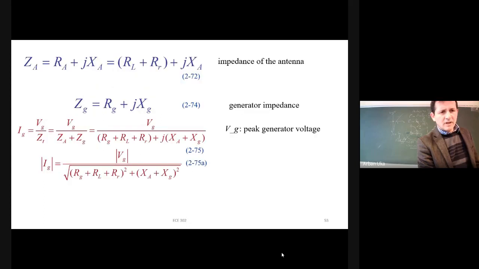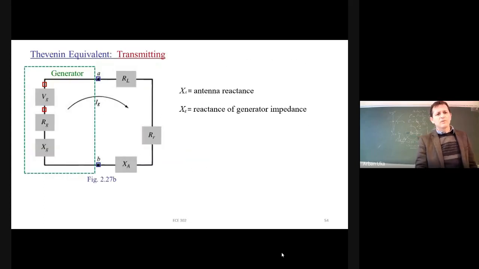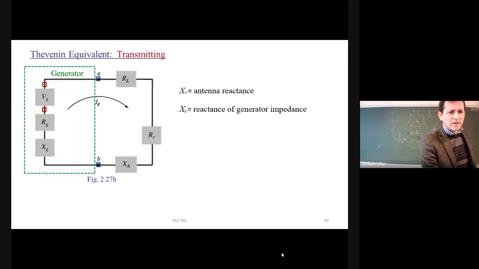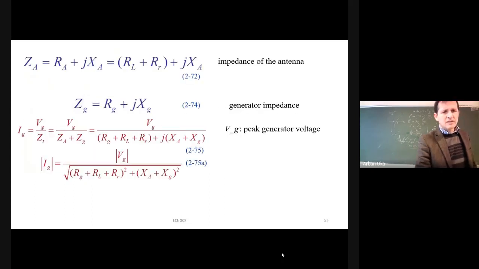Now, here, these are actually the Thevenin equivalents. So when we talk about the transmitting wave, the equations that we will have to deal with will be something like this. The complete impedance of the antenna is described by RA, which is purely the resistance of the antenna, plus jXA. And the resistance of the antenna is composed of two different losses, so we add these two resistances, which we talked about in the previous sessions. This is the impedance of the antenna. We also have the impedance of the generator.